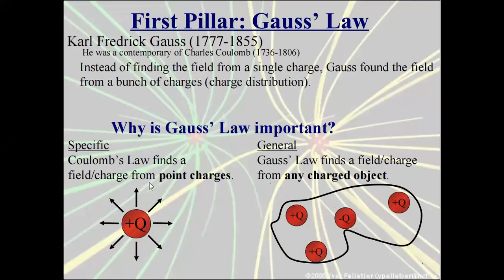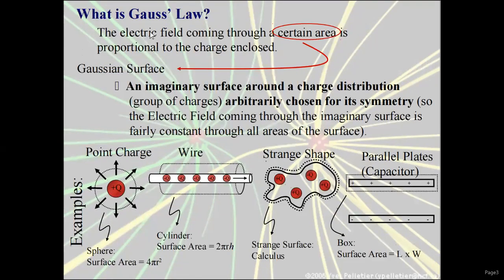Specifically, Coulomb's law finds a field or charge from a point charge. In general, Gauss's law finds a field or charge from any charged object, that means a bunch of charges, a big amount of charges. Gauss's law can be applied for a bunch of charges, but Coulomb's law can be applied for point charges. So this is the main difference. What is Gauss's law?